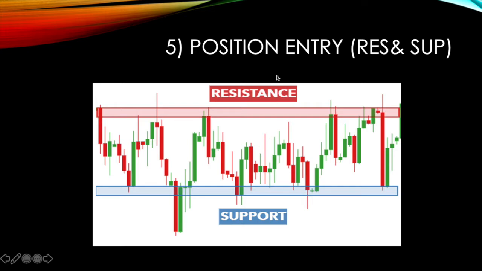Now, number 5 is position entry. You have to learn how to draw your support and resistance lines, and not enter in the middle of a support or in the middle of a resistance. As an example, if you purchase right here, the stock could go down because you're purchasing in the middle. When you purchase in the middle, it's a 50-50. 50% chance it goes up, 50% chance it goes down.